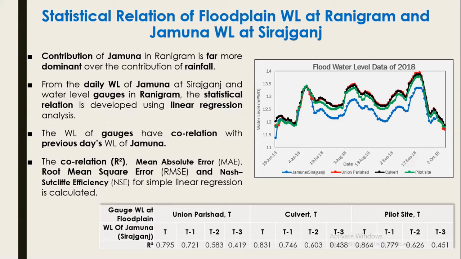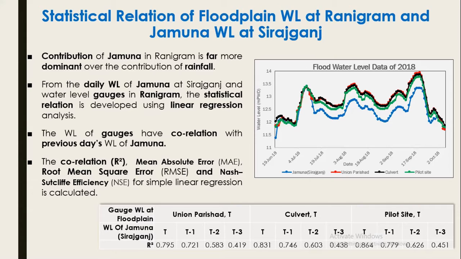Then a statistical relation of floodplain water level at Ranigram and Jamuna water level is developed. The contribution of Jamuna water level in Ranigram is far dominant over the contribution of rainfall. So that's why mainly the Jamuna water level is considered for the study. Here, the daily water level at Jamuna River and water level at the flood gauges at Ranigram for monsoon 2018 is shown in the graph.